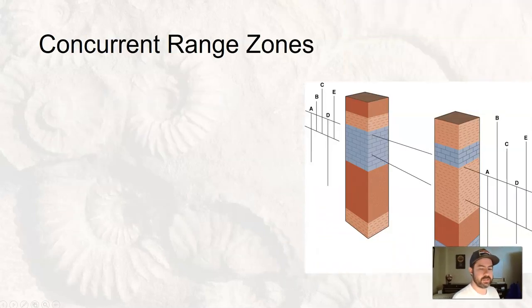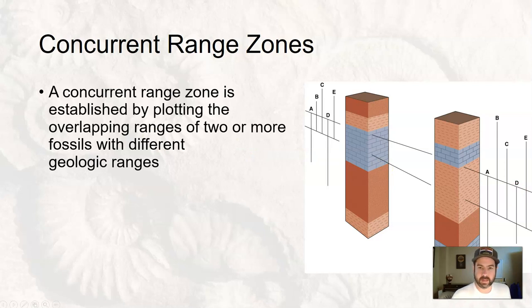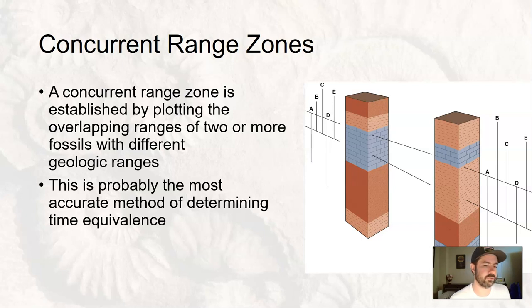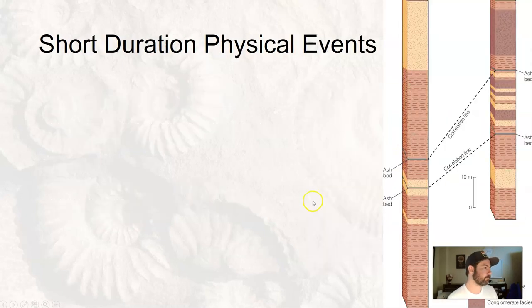So you match up a number of these guide fossils to get something called concurrent range zones. You're plotting overlapping ranges of two or more fossils, usually guide fossils, with different geologic ranges. So you're looking for ones with short time frames, the shorter the better, but that overlap. And this is probably the most accurate method of determining time equivalence. So let's say you're looking at this rock layer and there's five different fossils. Even though they all existed over different ranges of time, they all overlap in this particular area. It's concurrent range zones. Same thing over here. Even though it's a different rock, it contains all of the same fossils that overlap at the same time period, so we can match those up time-wise.